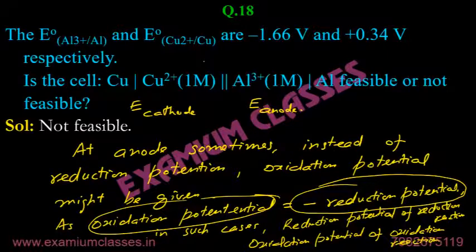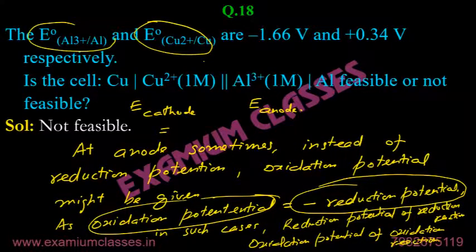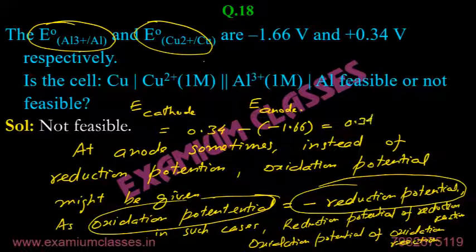So in this case, all these are reduction potentials. None is oxidation potential. If it is oxidation potential, that will be written specifically. So this will be 0.34 minus minus 1.66, that is 0.34 plus 1.66, which will obviously be positive. Hence, the reaction will not happen.